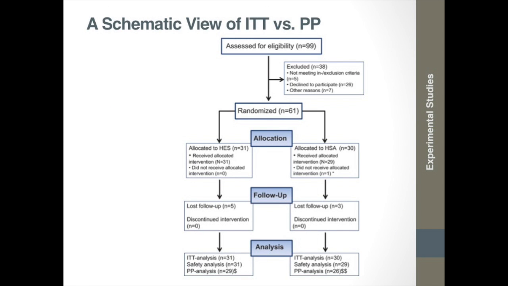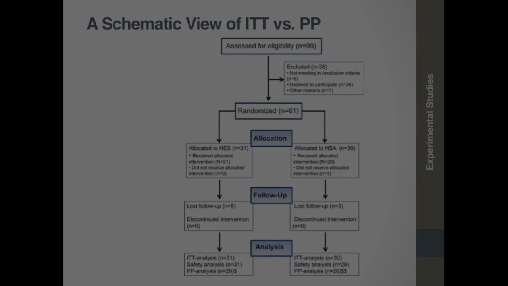In this flow diagram of a trial comparing two treatment groups, we can see that there is a number of people that were allocated to the treatment, 31 and 30 respectively. But when you look at the analysis phase, ITT means that everybody that was allocated was analyzed. But in the other two types of analysis, safety and per protocol analysis, those that were lost to follow up or that did not receive the allocated intervention were excluded from the analysis.